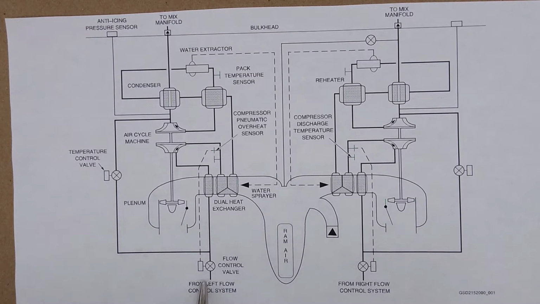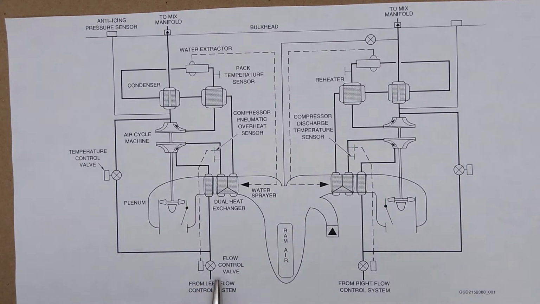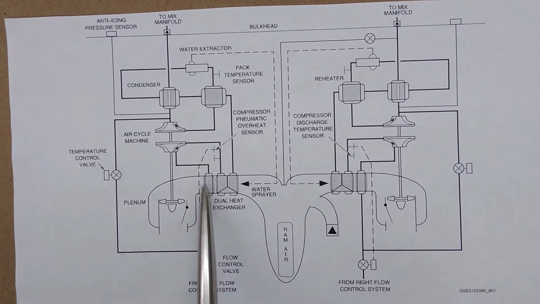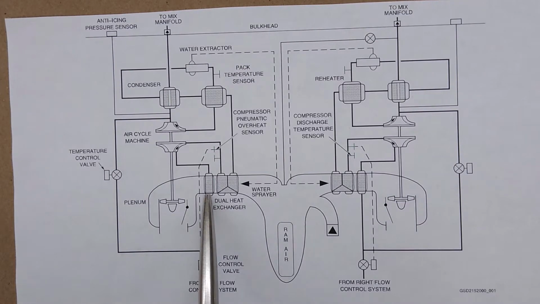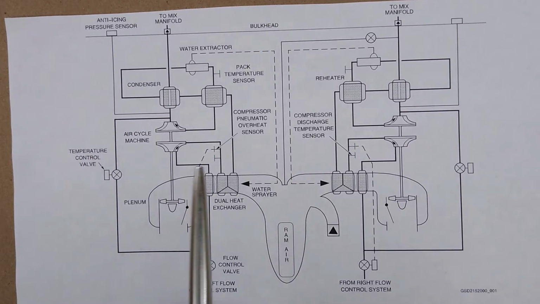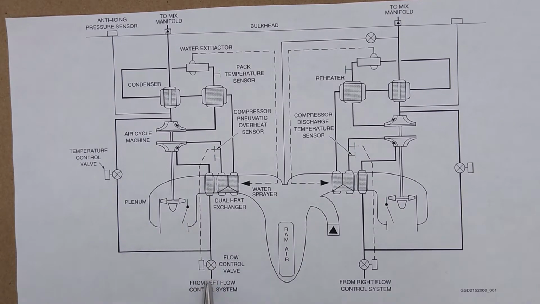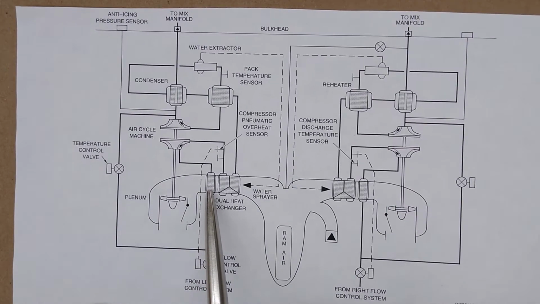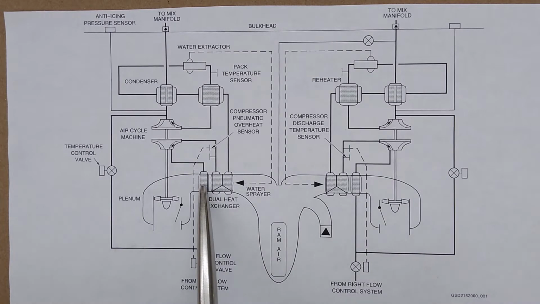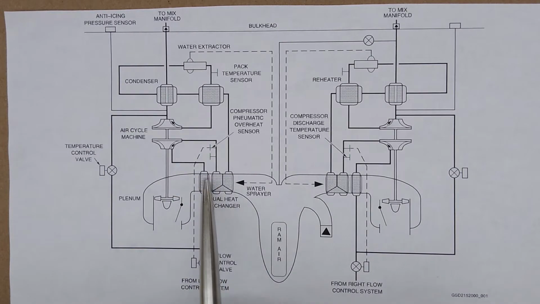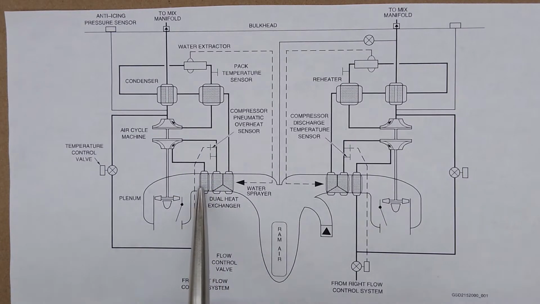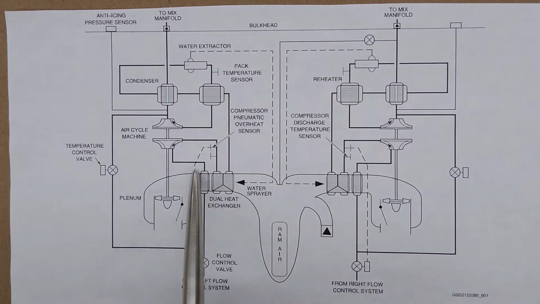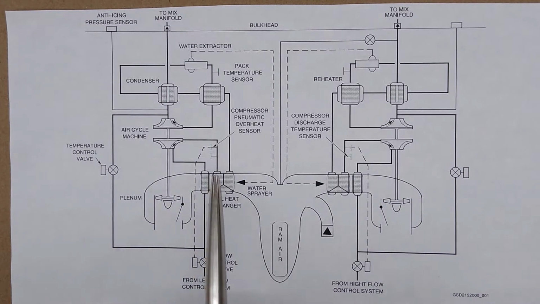Bleed air is air that's bled off of the compressors of the engines or from the APU. This hot compressed air comes in through here, and it comes through the primary heat exchanger. Primary because it is the first heat exchanger that bleed air encounters, where it dumps off heat. This hot compressed air is cooled off, and that heat is carried out and dumped overboard.